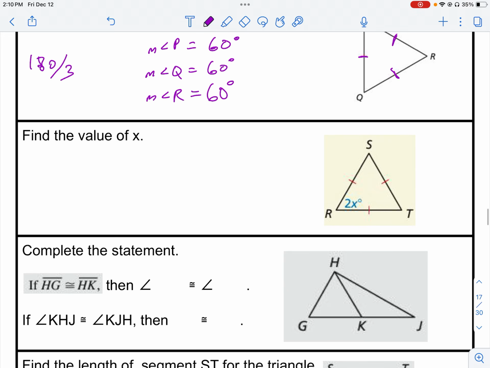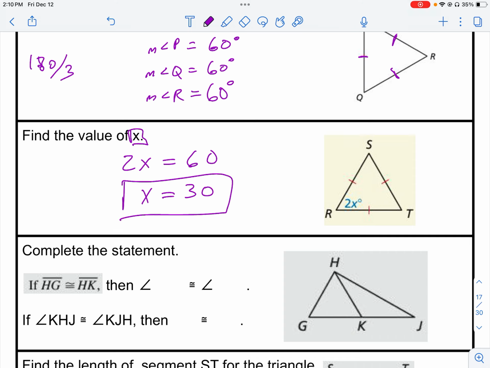So the next one, let's find the value of x. Well, we have 3 congruent sides, so we have 3 congruent angles. So the measure of each angle is 60 degrees. So 2x equals 60. X equals 30. We want to find the value of x. And there she is. It is that simple. Let's just keep it what it is.